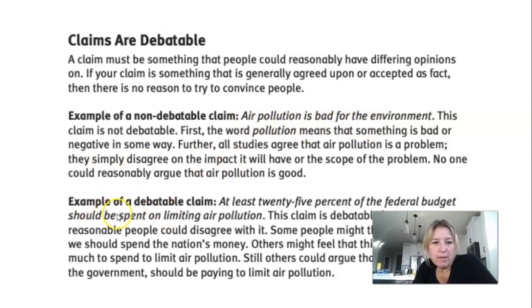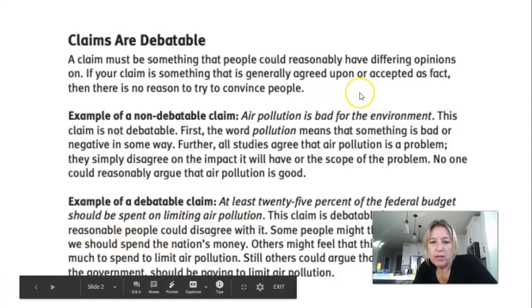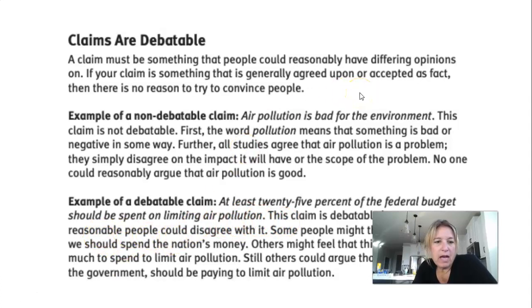Okay, here's an example of a debatable claim talking about air pollution. You've got to be more specific. At least 25% of the federal budget should be spent on limiting air pollution. This claim is debatable because reasonable people can disagree with it. Some people might think that this is how we should spend the nation's money. Others might feel this amount is too much to spend to limit air pollution. Still others could argue that corporations, not the government, should be paying to limit air pollution. So there was a more specific claim versus just saying it's bad. Well, we all know it's bad.